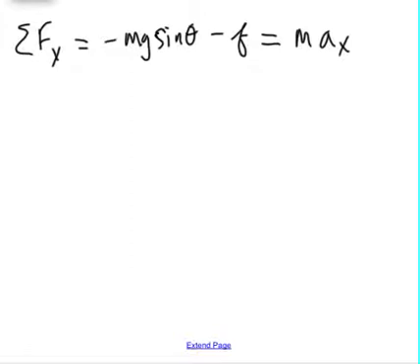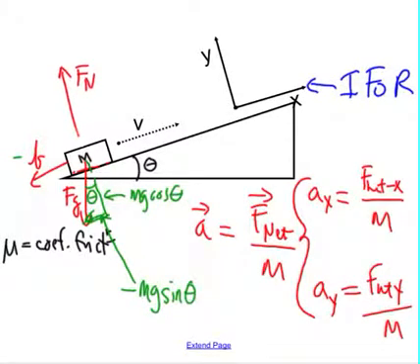I do the same thing in the y direction. We add up all the forces in the y direction. Well, that will equal, I have the normal force right here acting in the y direction, and I have this component of gravity acting in the y direction. One is acting up along the positive x-axis, the other down along the negative y-axis.